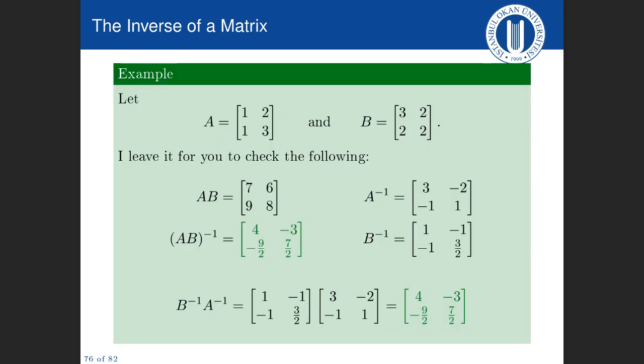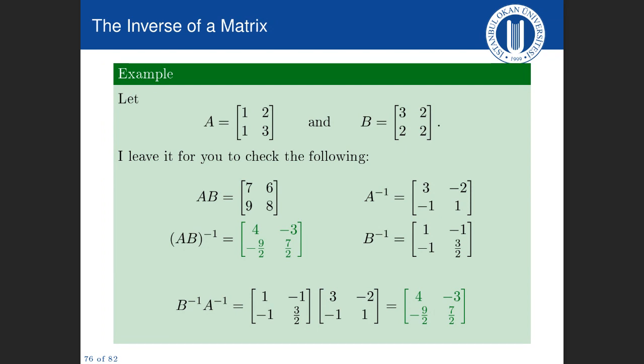Let's just do an example to check this. Let's suppose that A is the matrix 1, 2, 1, 3, B is the matrix 3, 2, 2, 2. I'm going to leave all of these things for you to check. AB is 7, 6, 9, 8, and the inverse of AB is 4, -3, -9/2, 7/2.